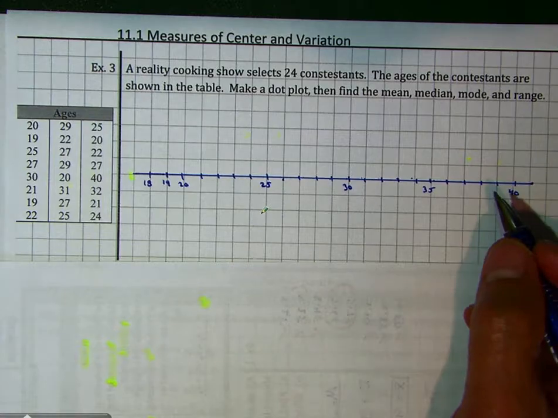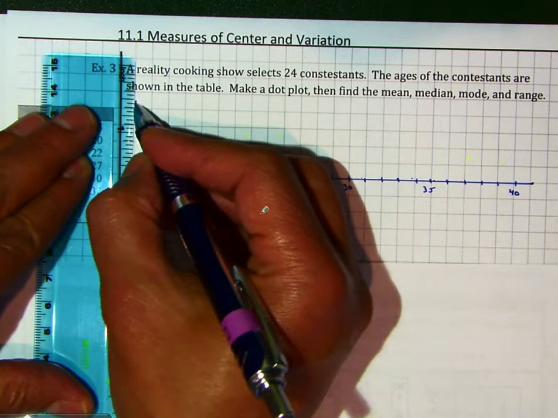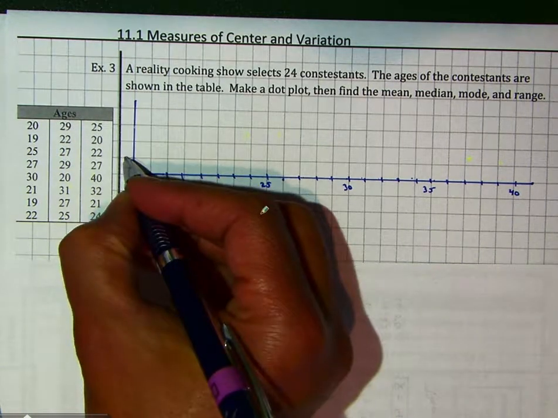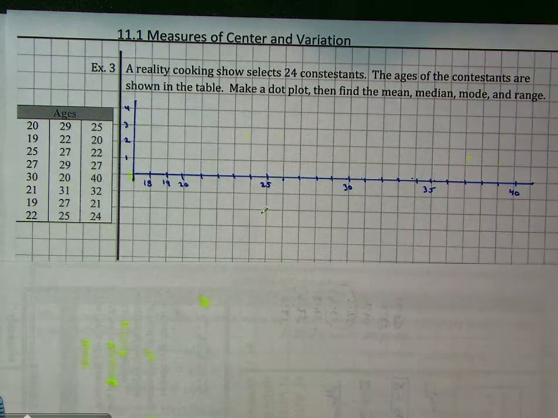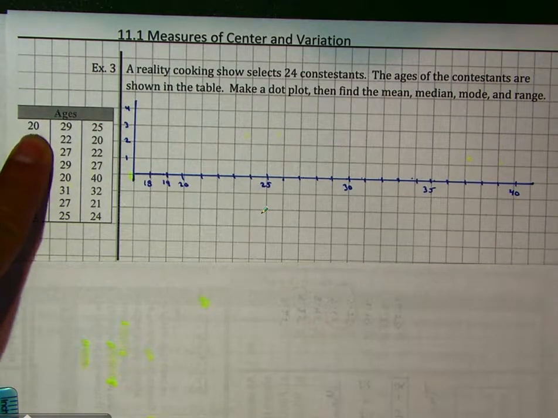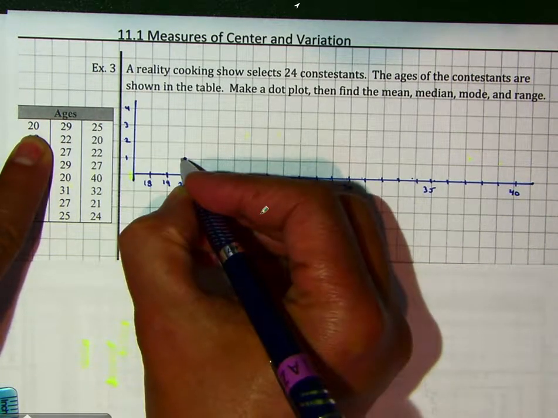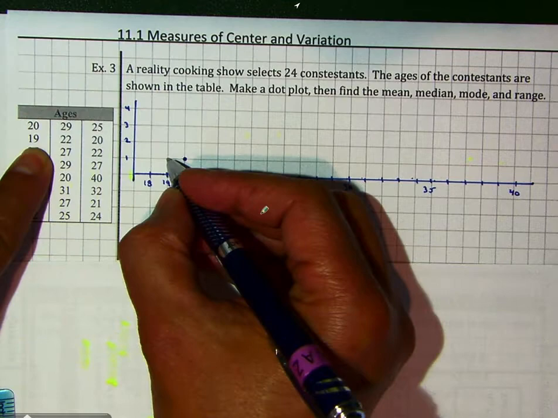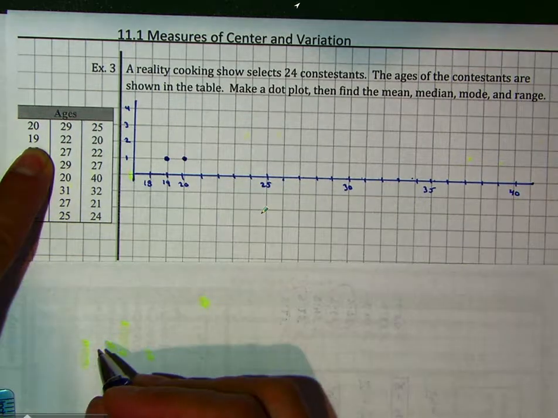I'm going to make a y-axis right over here. And I'm going to say this is 1, 2, 3, and 4. And to create a dot plot, we're basically just going to place a dot on top of each of the numbers. So in this case, we have 20. So I'll place a dot right on 1. 19 gets a dot. And also I'm placing pretty big dots so I can see them.